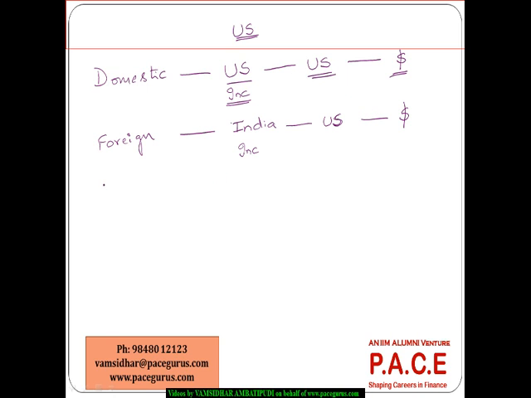Again, there are a few different names associated with foreign bonds. There is something called a Yankee bond. These foreign bonds have different names depending on where they are traded and in what currency they are traded. So those kinds of bonds which are issued by any company which is outside the US and traded in the US market in dollars, we are calling them Yankee bonds.